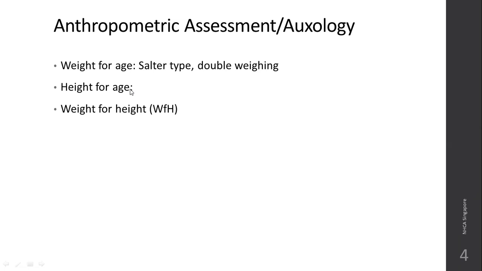Then weight for height. This is also one of the best indicators. It can give you an indication of whether the child is normal or wasted. Okay, so it's available for boys and girls. Two different charts are available, centile and Z-score chart, for children who are less than 5 years of age.